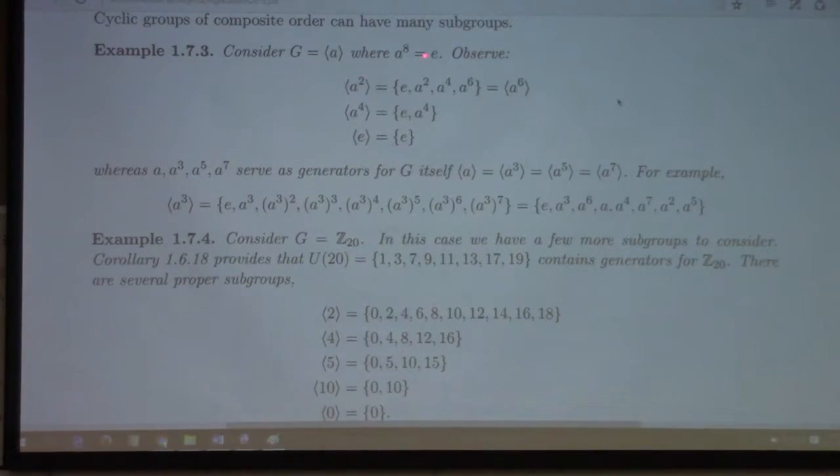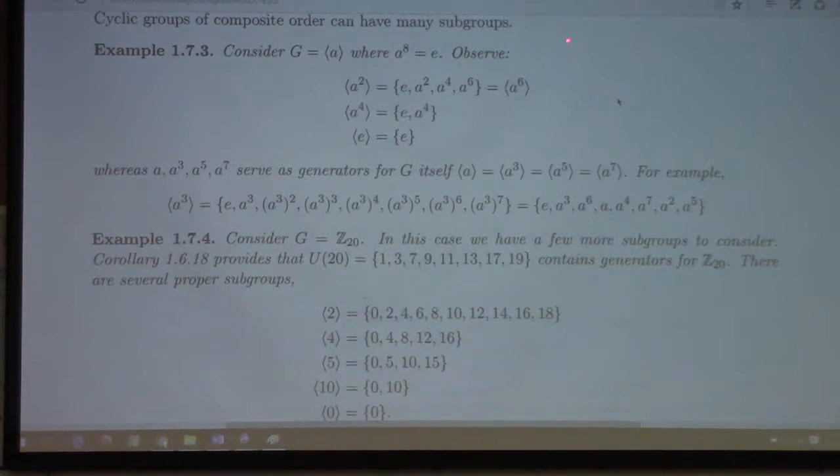Here's another example. This is order 8, which is 2 cubed. This one's a little bit more exciting. You've got this subgroup of order 4, this subgroup of order 2, and here's a subgroup of order 1. A cubed, a to the 5th, a to the 7th serve as generators for the whole group because 3, 5, and 7 are relatively prime to 8. Now, this subgroup of order 4, what's relatively prime to 4?